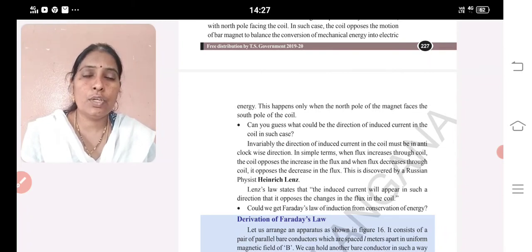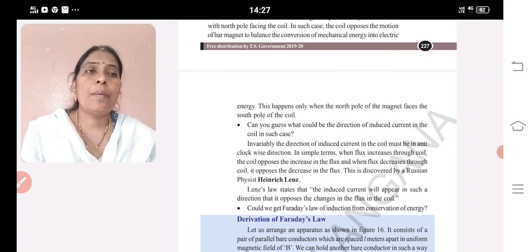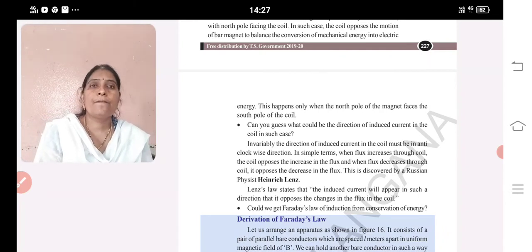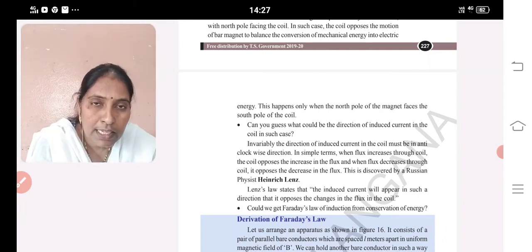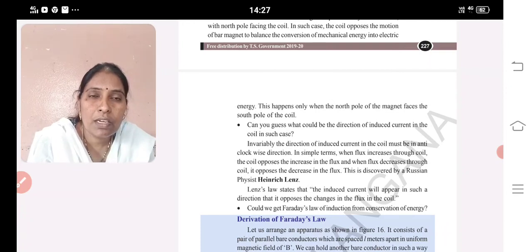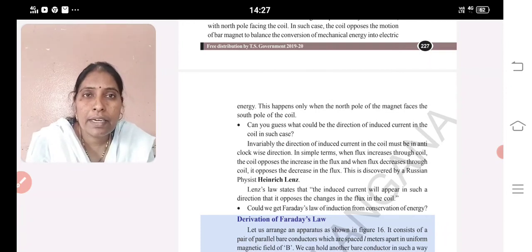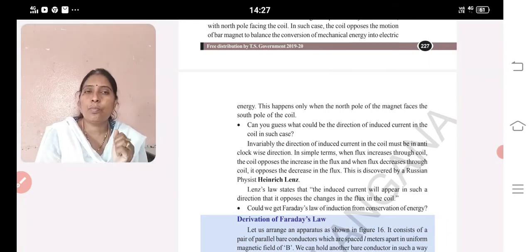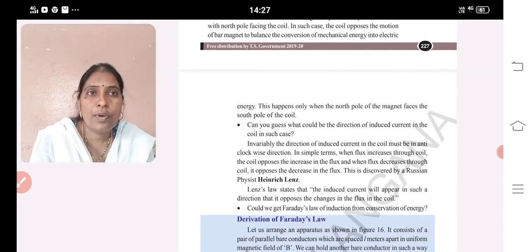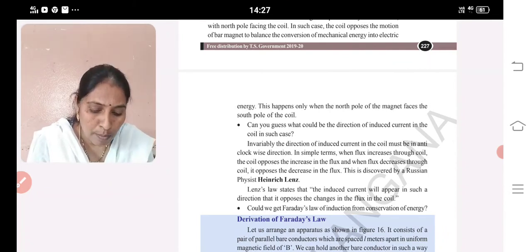Lenz stated that the induced EMF will appear in such a direction that it opposes the change in the flux of the coil. This is about Lenz's law and Faraday's laws. Faraday is a scientist. He wanted to frame a relation between a magnetic field and electric current. Without a supply of electricity, we can generate electricity just by changing the magnetic flux.